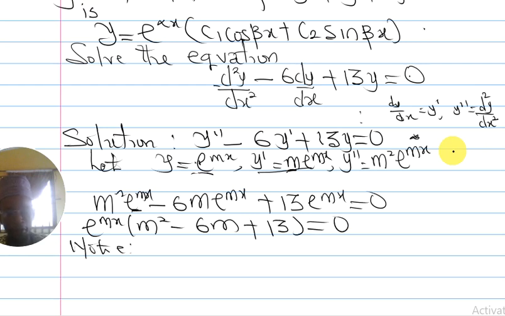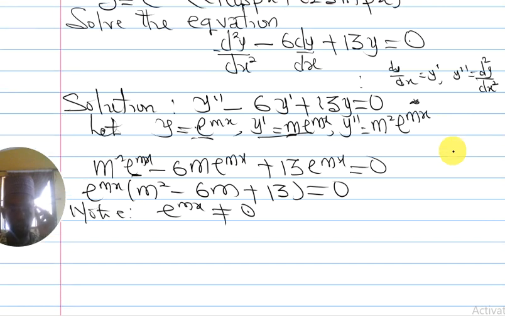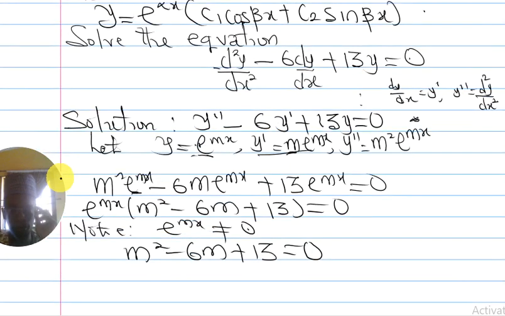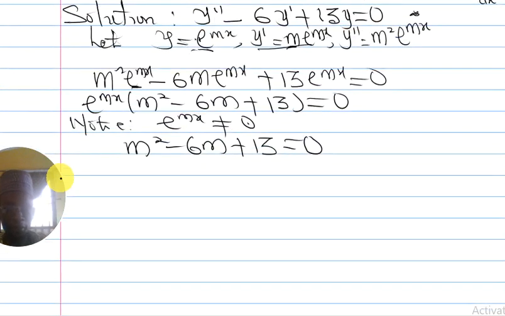Note that e^mx is not equal to 0, okay? Now I can say m square minus 6m plus 13 equal to 0. Now let me solve this one quadratically. Let me just use this formula. I can see my a is the coefficient of m square, which is 1, my b is minus 6, and my c is equal to 13.